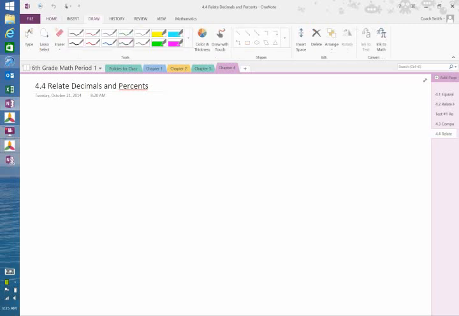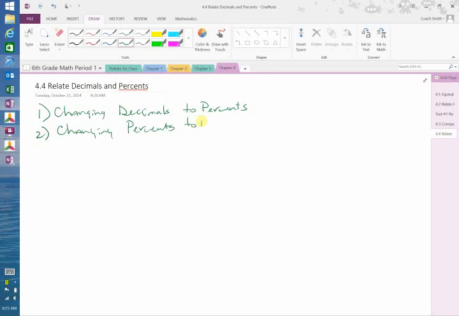What we're basically talking about today is two things: changing decimals to percents, and the second thing is changing percents to decimals.